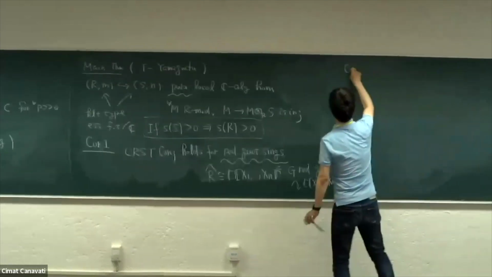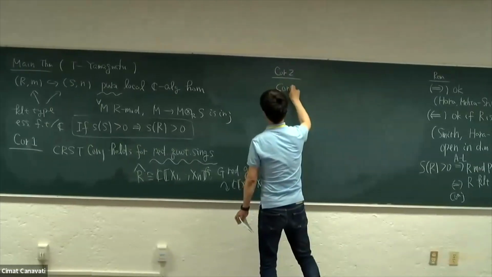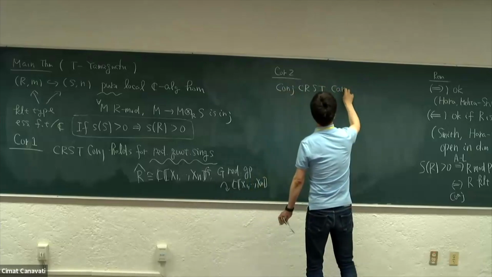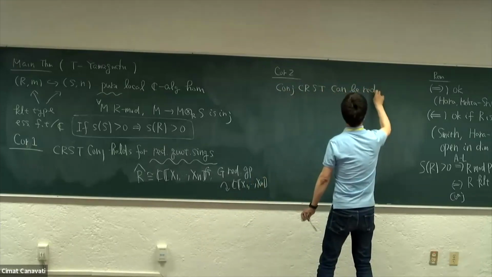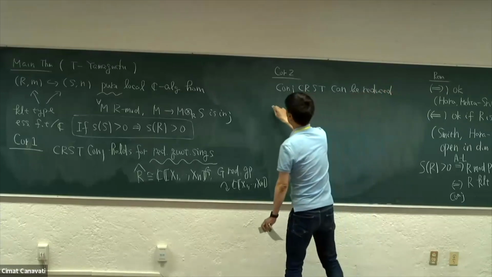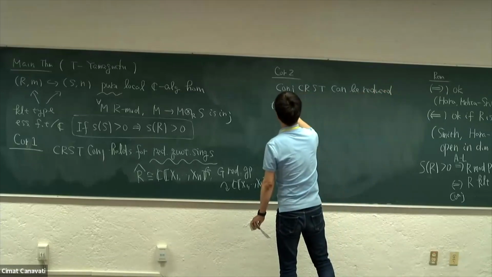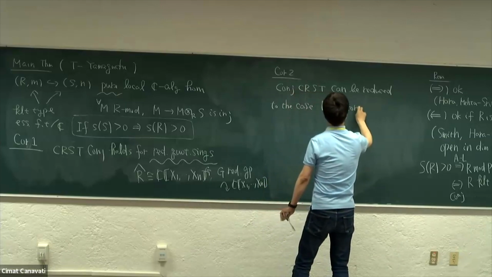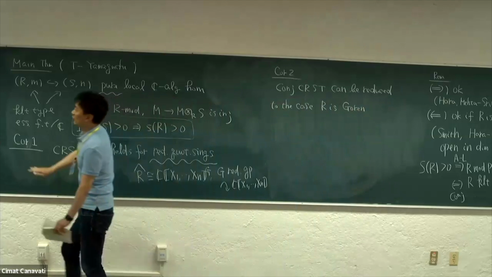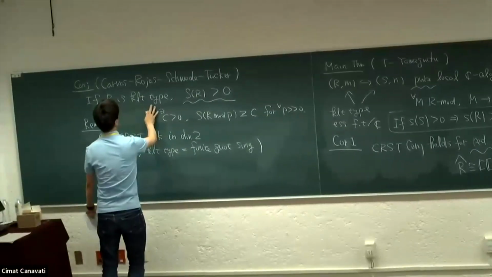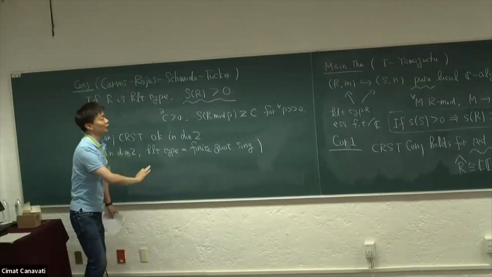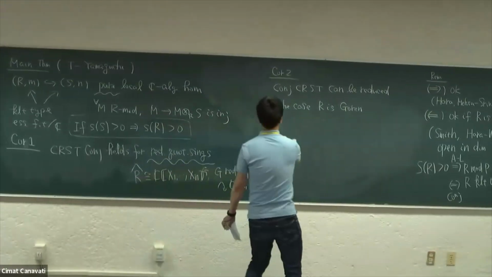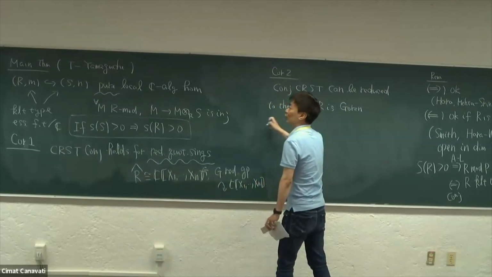And the second corollary is that the conjecture can be reduced to the case R is Gorenstein. In this conjecture, R is just KLT type, so R is not necessarily Q-Gorenstein, but we can reduce to the Gorenstein case. This corollary immediately follows from the main theorem.